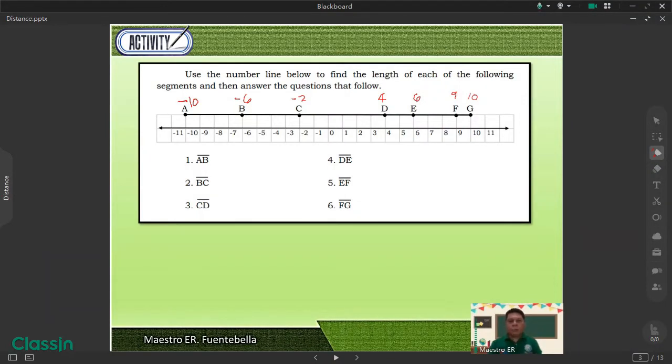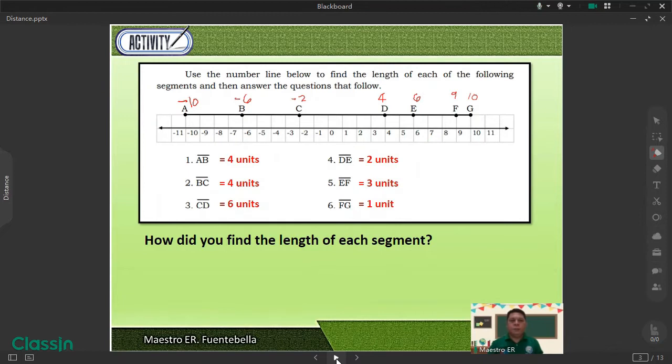So what is now the length of each segment? Number one, we have segment AB. What do you think the length is? Okay, if your answer is 4 units, you are correct. So line segment AB is equal to 4 units, and line segment BC is also 4 units. CD is equal to 6 units, DE equals 2 units, EF is 3 units, and of course, FG is 1 unit.